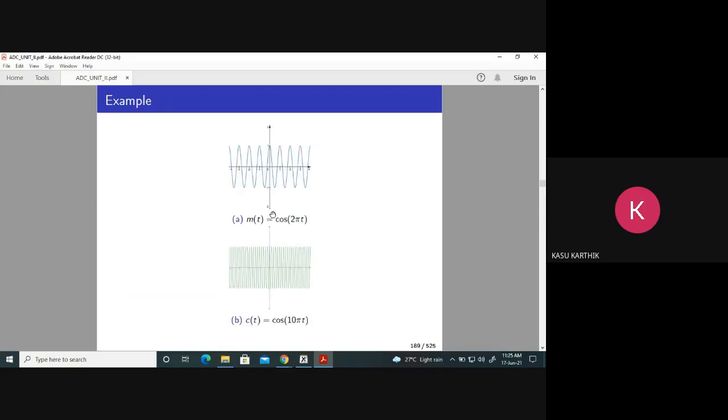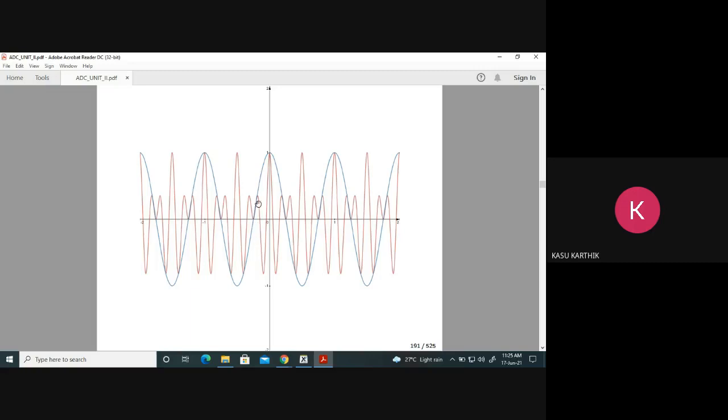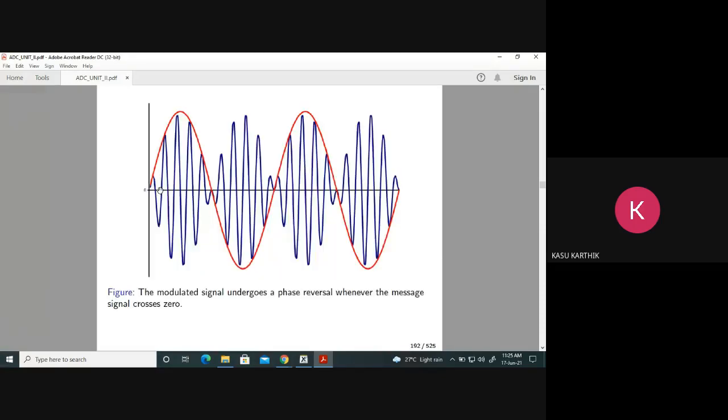Now, how does the waveform look? Something like this. But one thing we have to observe here is, what is happening here? This red color line is the message signal. What can you observe here?